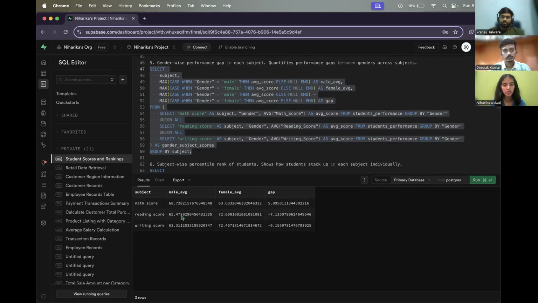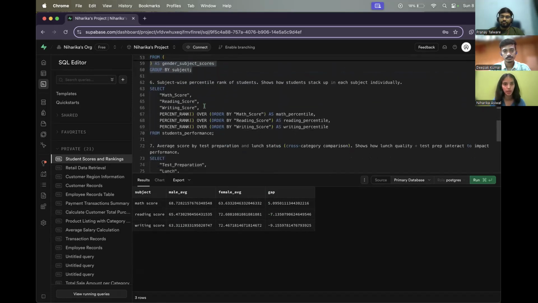And then there is the reading score, which shows that male was at 65 and female was at 72, which shows that the female score is actually quite higher than the male ones with a gap of 7 scores. And then for writing as well, again, it is kind of similar. The male one is 63 and female average is 72, which has a gap of 9 scores, 9 points.